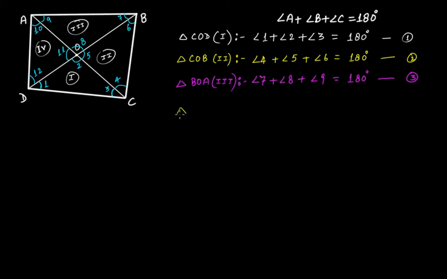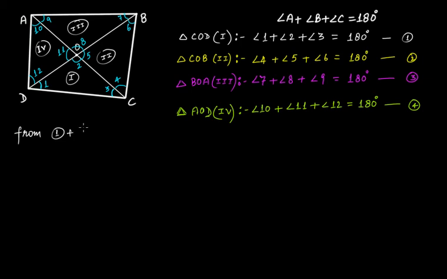Then finally in triangle AOD, that is triangle 4, we have angle 10 plus angle 11 plus angle 12 equal to 180 degrees. Now, let's add all these 4 equations: equation 1 plus equation 2 plus equation 3 plus equation 4.